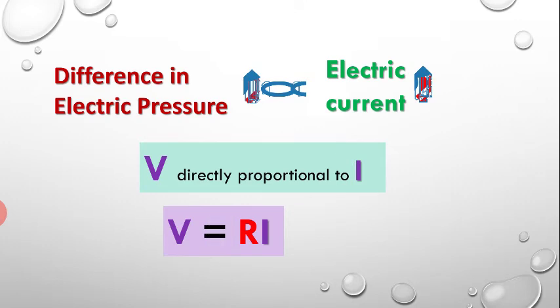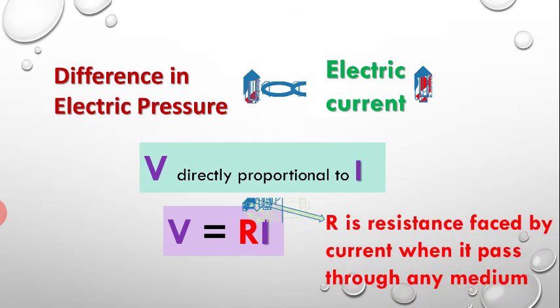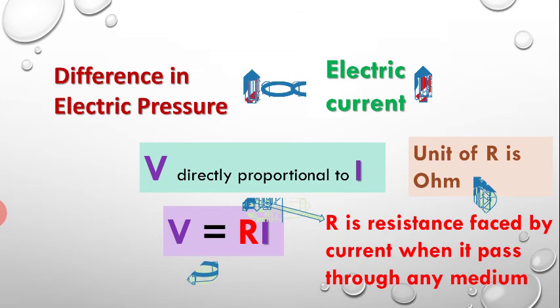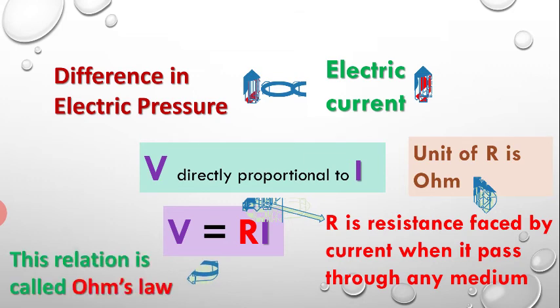R, what is R? R is the resistance that is faced by the current when it passes through any medium. Resistance that is faced by the current, वही फेस जो current के द्वारा जो भी resistance फेस की जाती है, that is called the resistance. Okay, तो unit of R क्या है? It is ohms, and this relationship is actually called Ohm's law. Okay, this relationship is called Ohm's law.